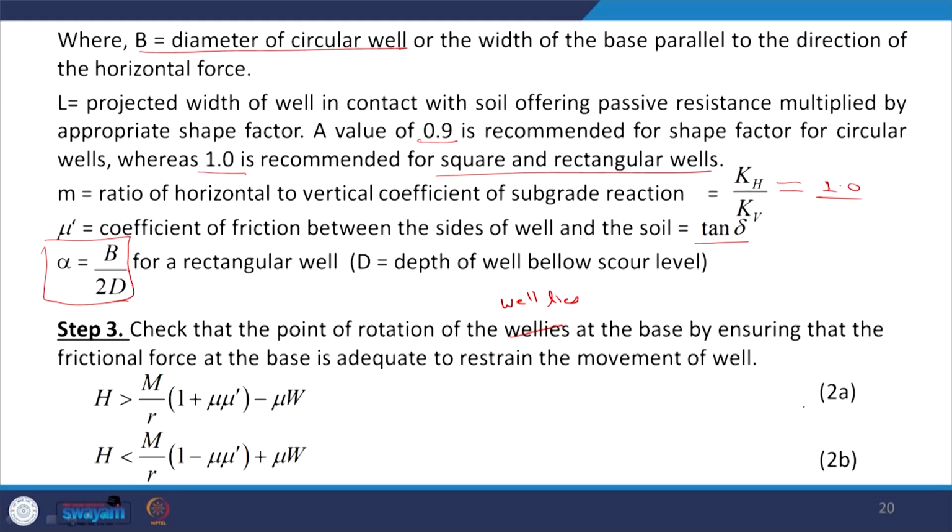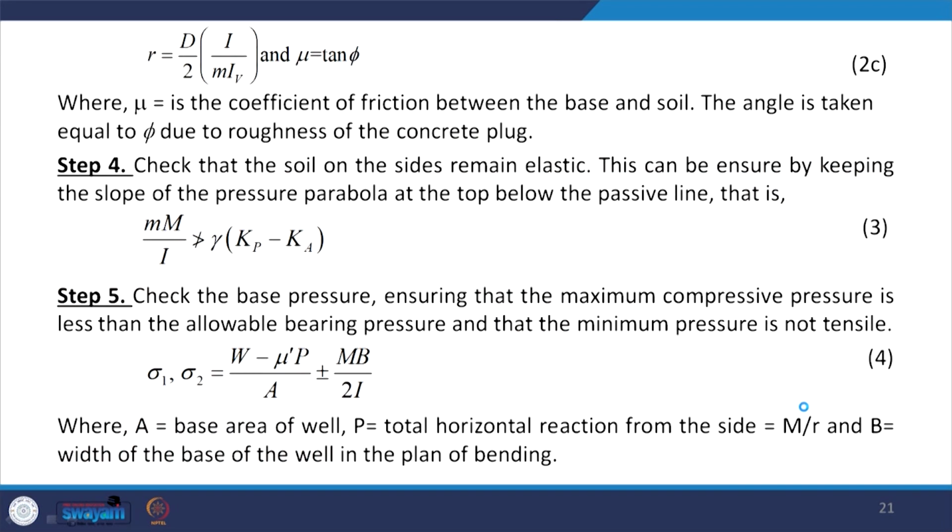Now, in equations 2a and 2b, H, M and W are already known. Mu prime is already defined. Now, what is mu and R? That is defined in the next slide. Mu is the coefficient of friction between the base and the soil. This coefficient is known, that is what mu prime was related to, and mu is nothing but tan phi. If phi is the angle of internal friction for the soil below the base, then mu equals tan phi, while delta was the friction between the side soil and the well.